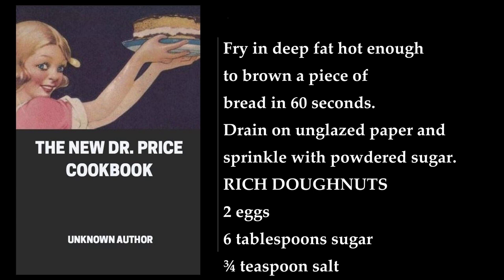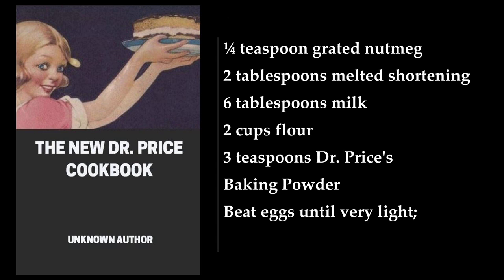Rich donuts. 2 eggs. 6 tablespoons sugar. 3/4 teaspoon salt. 1/4 teaspoon grated nutmeg. 2 tablespoons melted shortening. 6 tablespoons milk. 2 cups flour. 3 teaspoons dry Price's baking powder.